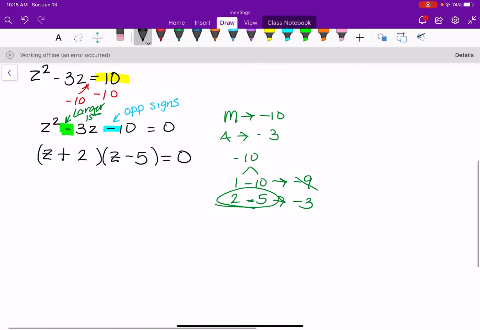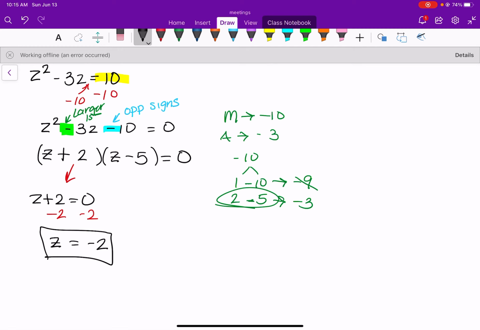And then again, making sure to take each one and set it equal to 0. So z plus 2 is equal to 0. And we're going to subtract 2 from both sides. So one answer is z is equal to negative 2. So there's one possibility. And then doing the same thing here with the other answer. So z minus 5 is equal to 0. We're going to add 5 to both sides, and z is equal to 5, and that is our second answer.